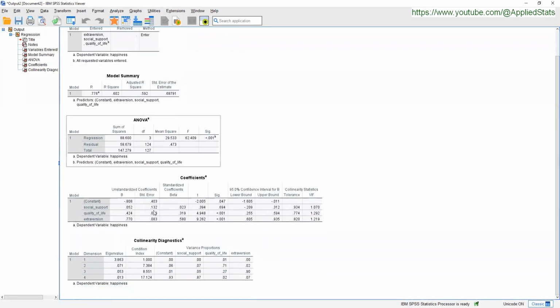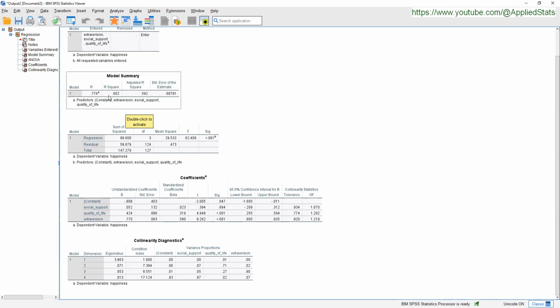You get a couple of tables here. Let's start with this table, where you get your R-square, which is a very important number for you. R-square tells you how much your predictors are explaining. So in this case, our R-square is 0.60. So you can say that your three predictors together, collectively, explain about 60% of the variance in happiness, your outcome. So this is what R-square tells you.